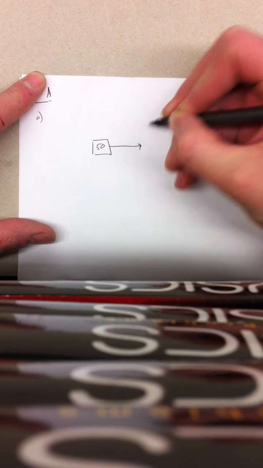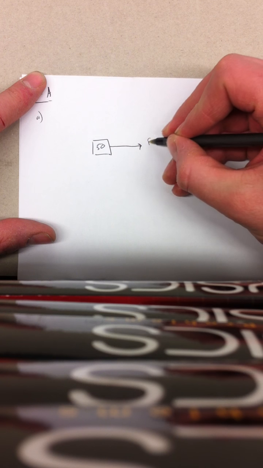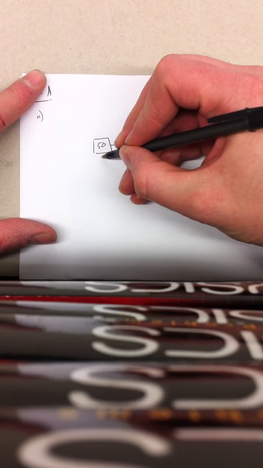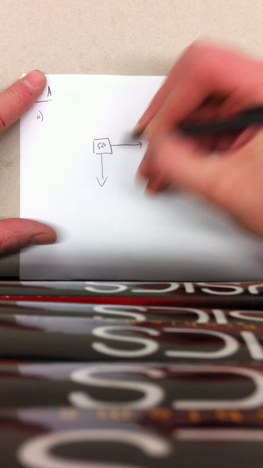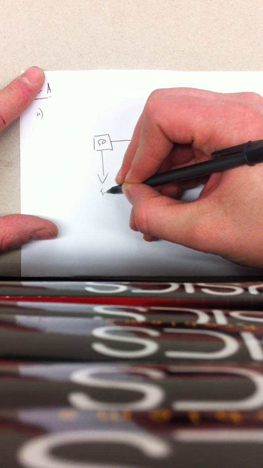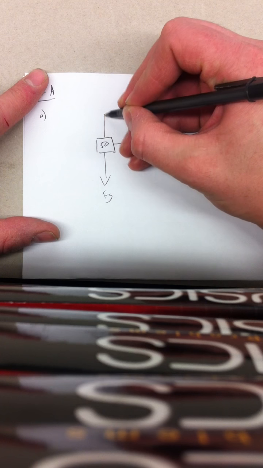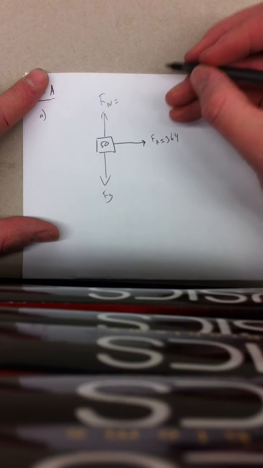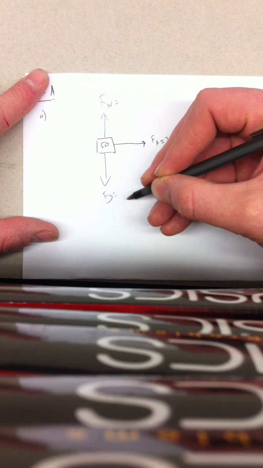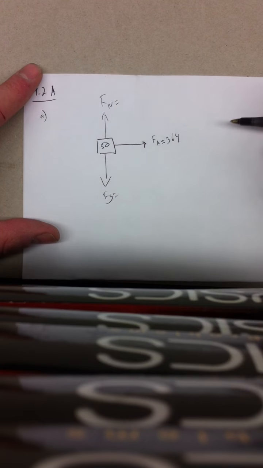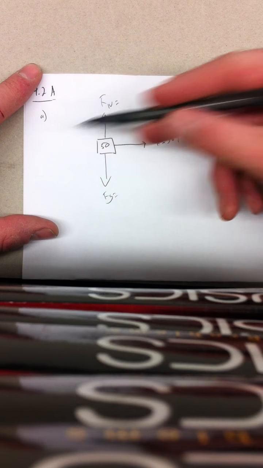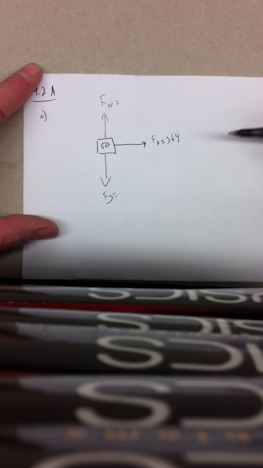So this is the force applied: 364. The object's going to be in vertical equilibrium, so we're just going to make that Fg. And up here, the normal force, well, these two are going to be the same. And now, because the object is in equilibrium, this and the force applied is going to be equal.